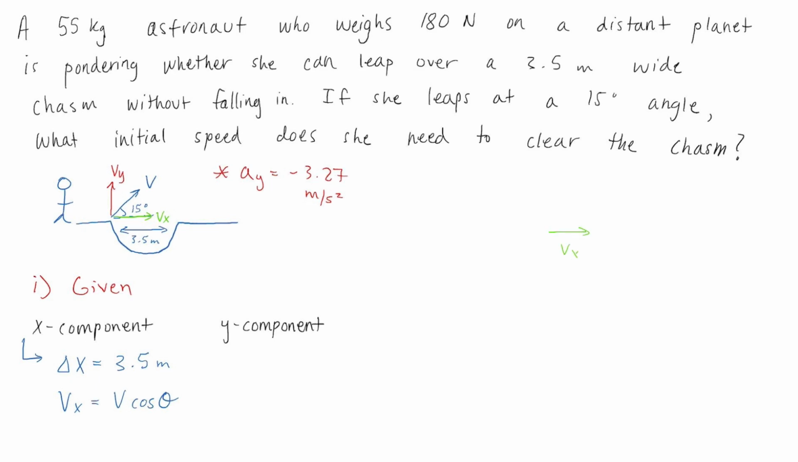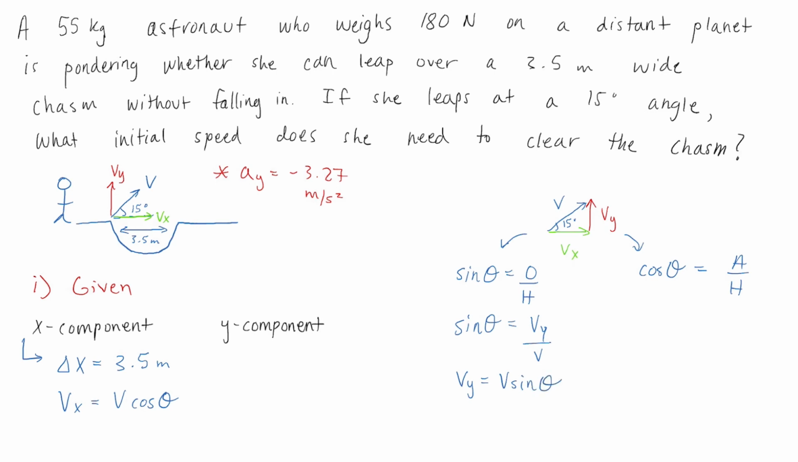And if we use vector addition to add Vx and Vy tip to tail, we form this right-angled triangle. And because we have a right-angled triangle, we can use trigonometry to solve for the sides Vx and Vy. Starting with sine theta, we know the opposite side is Vy and the hypotenuse is V. Rearranging this equation, we see that Vy is equal to V sine theta. Now looking at cos, we know the adjacent side is Vx and the hypotenuse is V. Rearranging this equation, we see that Vx is equal to V cos theta.